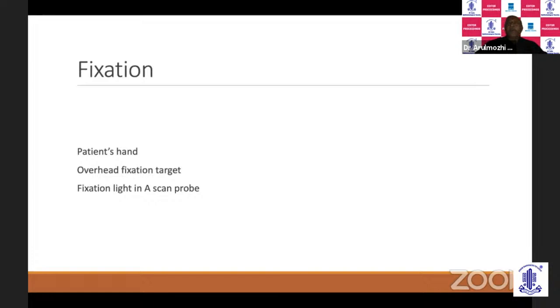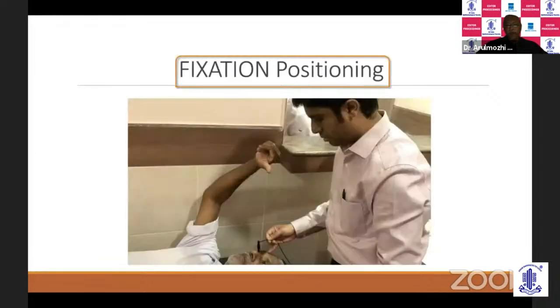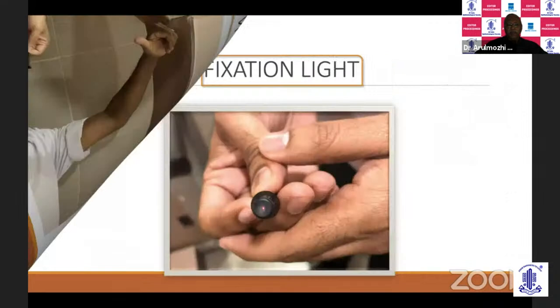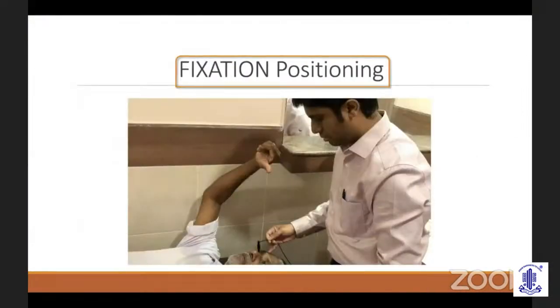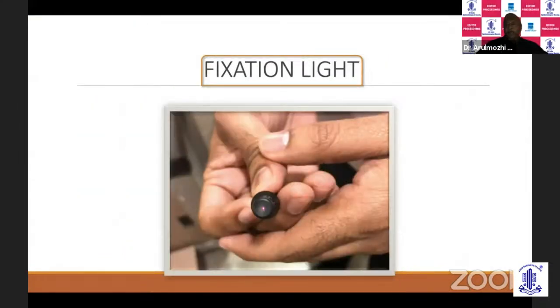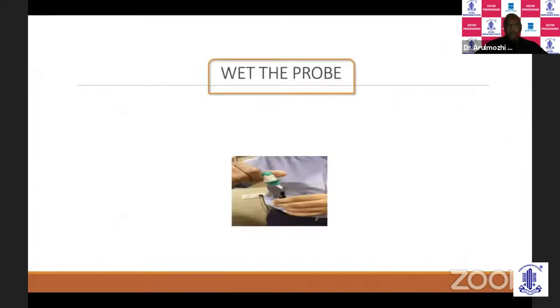Or you can have an overhead fixation target where you can have a laser pointer shone on the roof or the ceiling, and that can be used as a fixation. There's a fixation light that's available on the probe, which also is very useful for you to fixate. The positioning, as we told you, should be in a way that you can use the hand fixation or the fixation light of the probe.